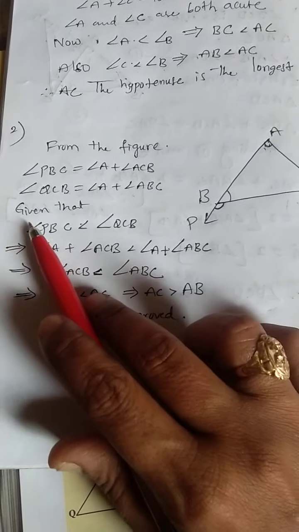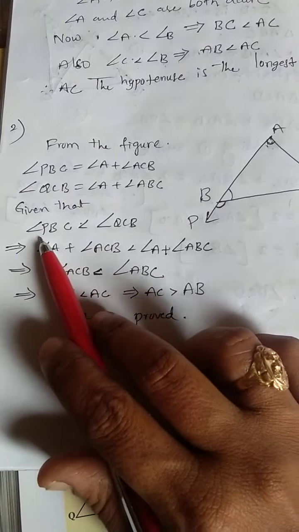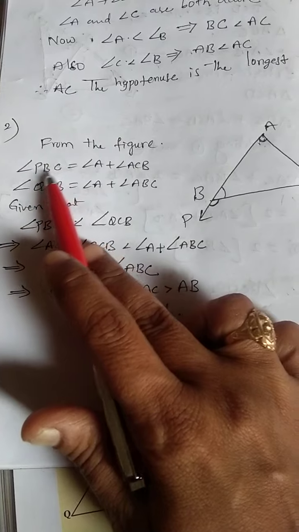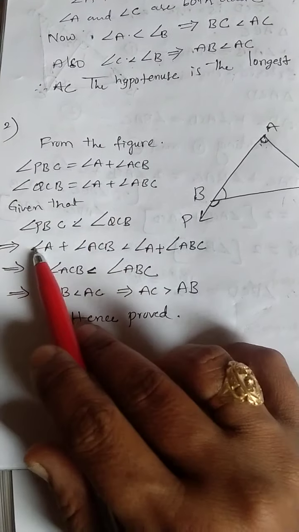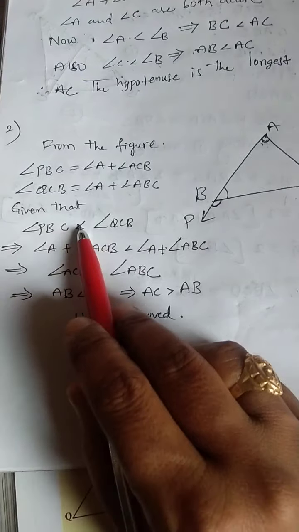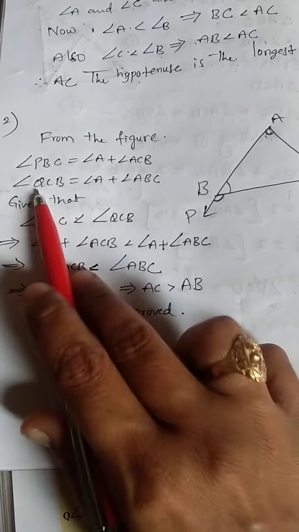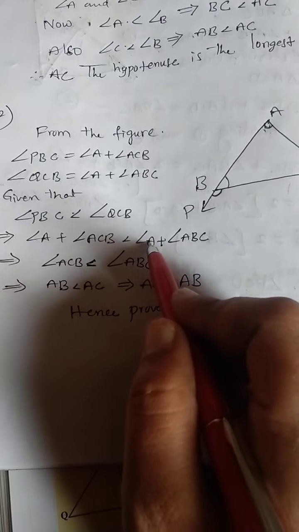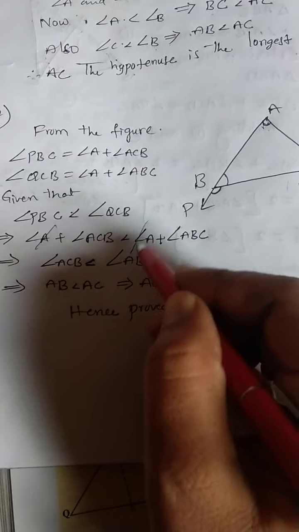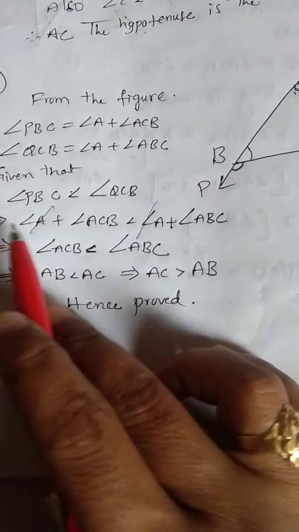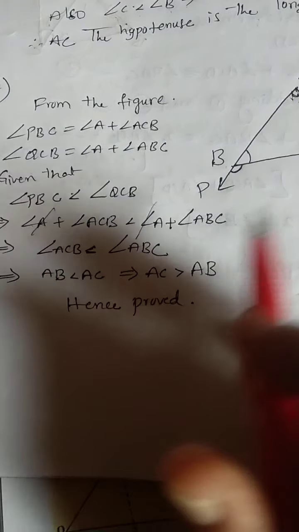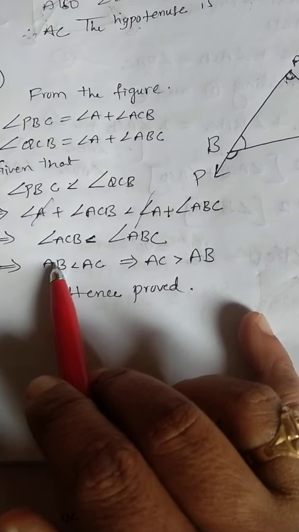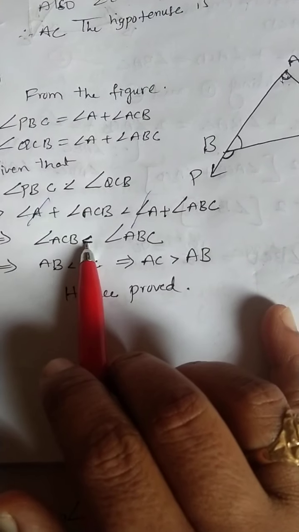Now after that, what is given in the question is that angle PBC is less than angle QCB. So with these values, angle PBC is angle A plus angle ACB, which is less than angle QCB, which is angle A plus angle ABC. Now angle A will cancel. If you transpose it, minus will come, so angle A will cancel. Next, angle ACB is less than angle ABC.